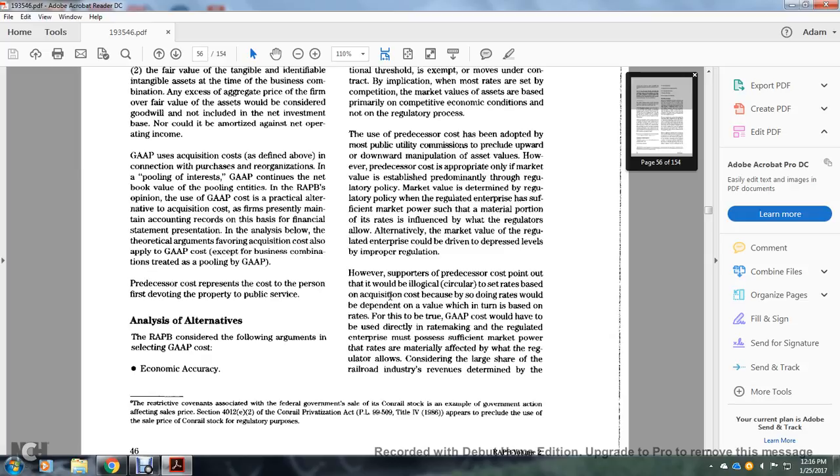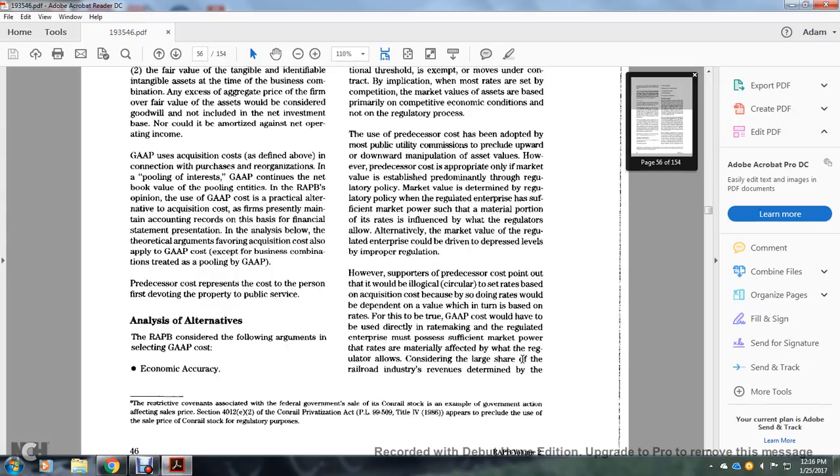However, the supporters of the predecessor cost point out that it would be illogical or circular to set the rates based on the acquisition cost base. In so doing, the rates would not be independent of the value, which is determined based on the rates. For those of the government accounting auditing principle, costs would be used in relation to regulated enterprises with sufficient market power, with rates materially affected by what the regulator allows.